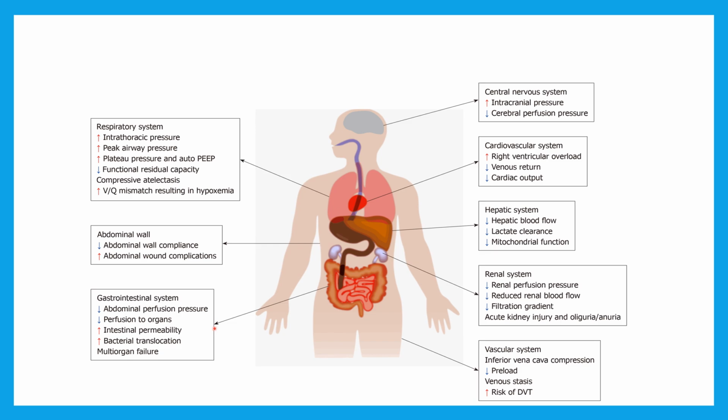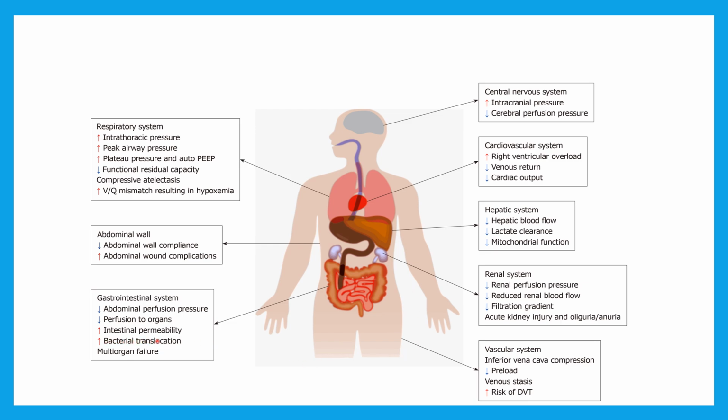Then also we'll have problems in the gastrointestinal system. The first thing is decreased abdominal perfusion pressure, because the abdominal perfusion pressure is the MAP, the mean arterial pressure, minus the intra-abdominal pressure. So let's imagine this patient is 3 years old with a MAP of 50-55. It will be okay if there is no increase in abdominal pressure, but if this patient has an abdominal pressure of 20 or whatever, now the perfusion pressure will be 35, so it will not perfuse the intestine.